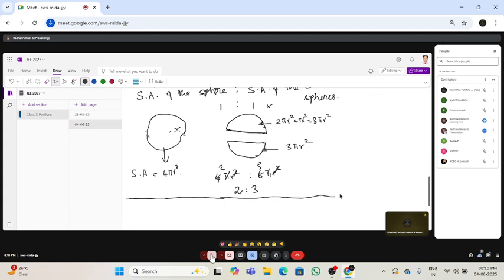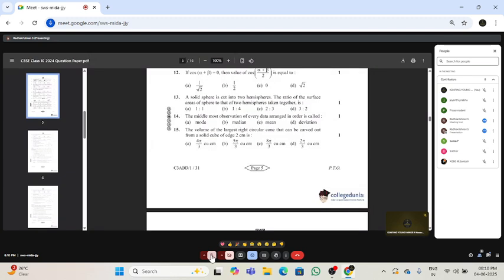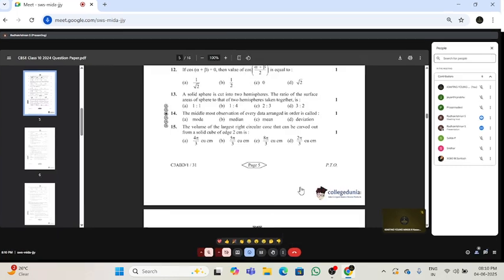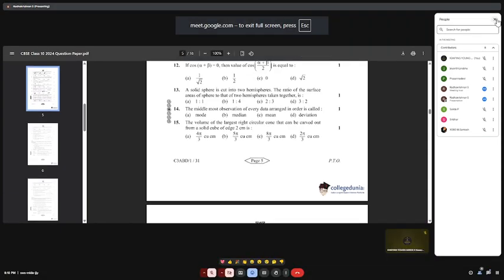Okay. Let's move to the next problem. I can share the screen, right? So look at problem number 14. The middlemost observation of every data arranged in order. What is it called?